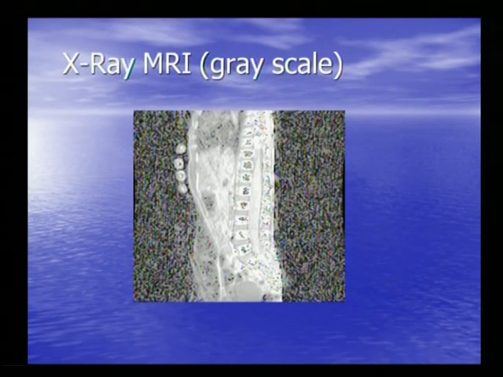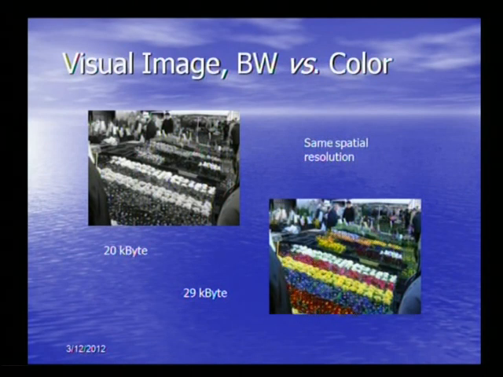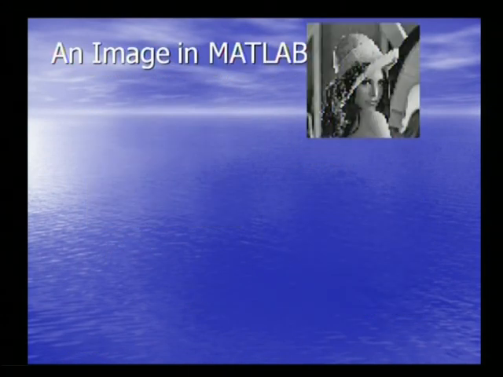This is an X-ray MRI, a grayscale image. Images can be of 3 types: black and white image, grayscale image, and color image. This is a grayscale image, you can see that. Visual image, black and white versus color. This is a black and white image and this is a color image. How they differ from each other we can see at the end by using MATLAB.